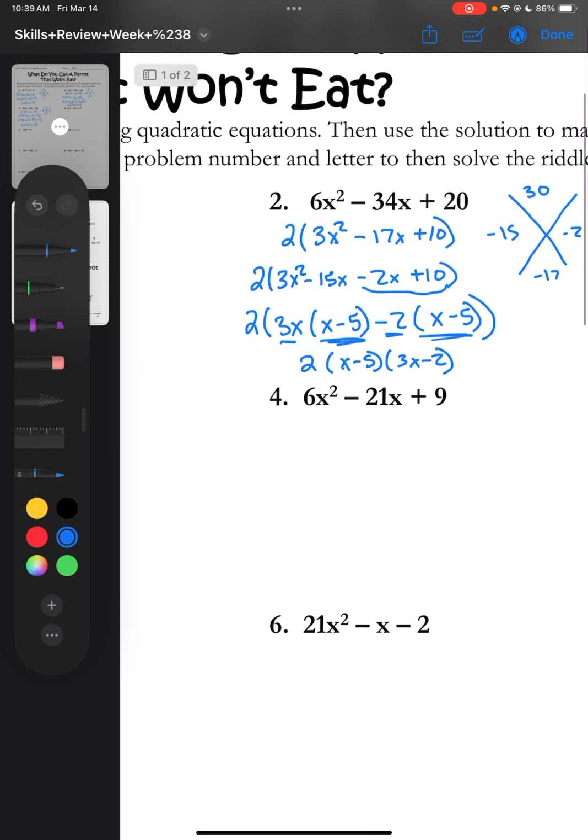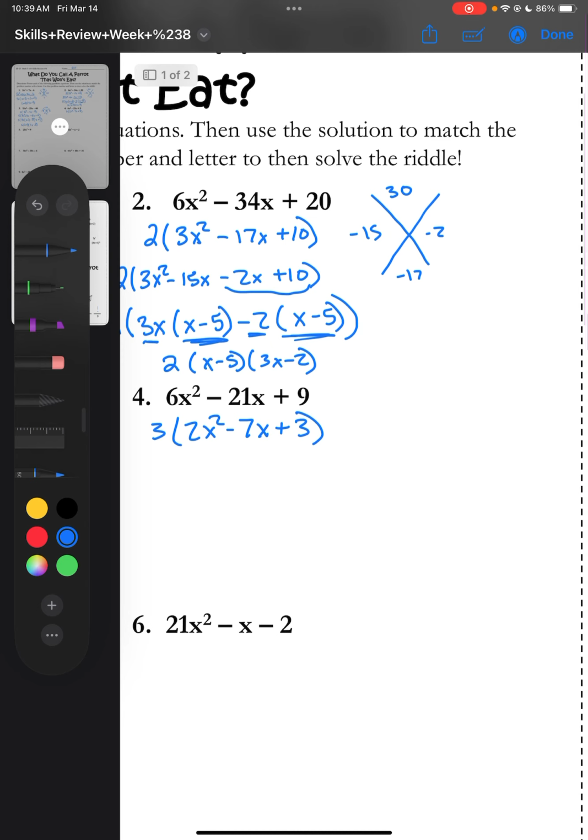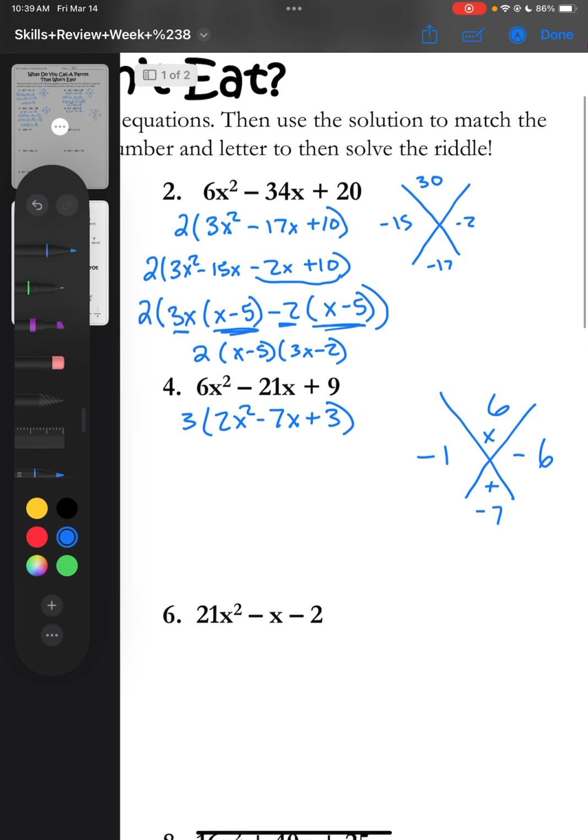Alright, number 4. Again, this is something where we can pull something out. We can divide everything by 3, leaving 2x squared minus 7x plus 3. Then from there, let's split up our negative 7 and figure out what we can split it into. We have a 6 and a negative 7: if we multiply these two, we get a positive 6, but when we add these, we get a negative 7. So let's split up that negative 7 again.